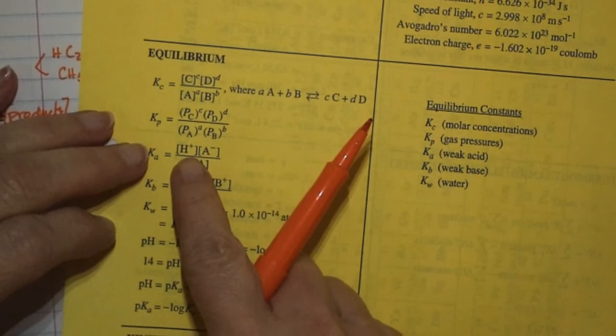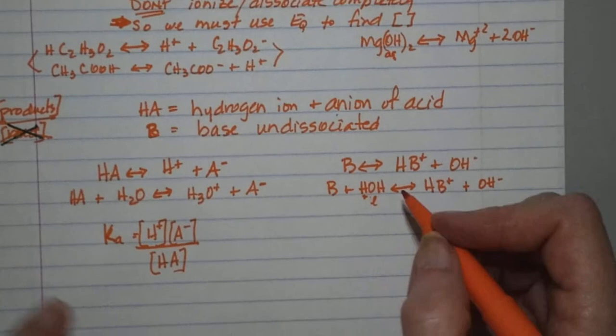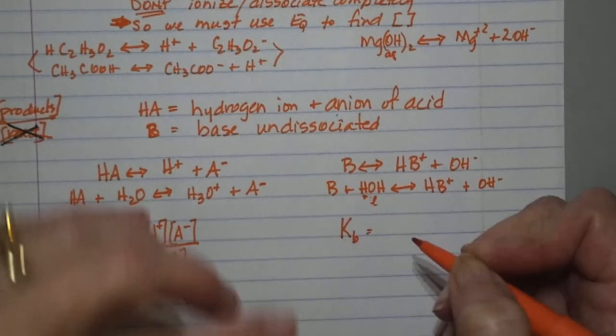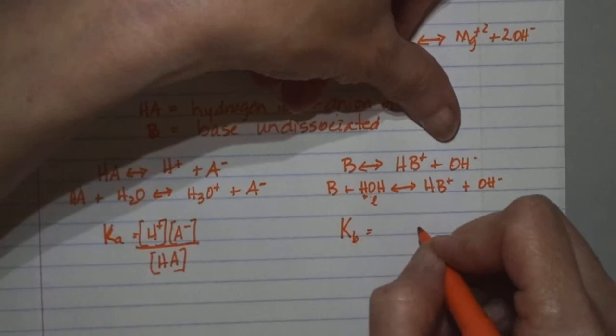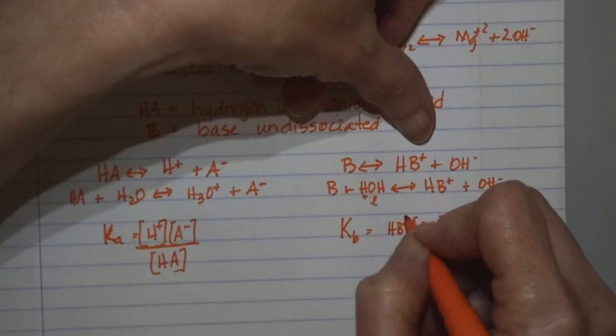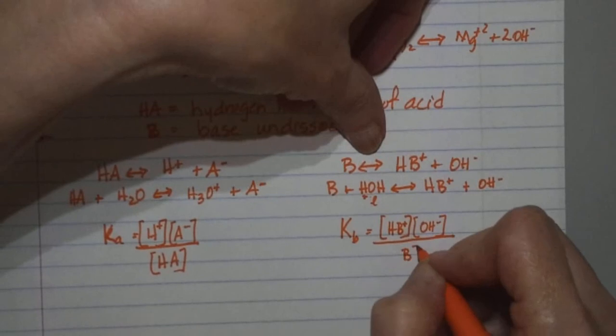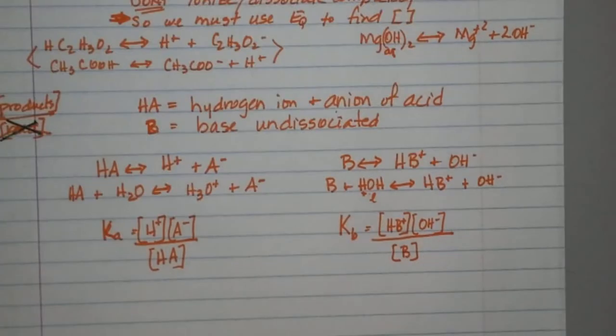Over here for Kb, same thing, products over reactants. So we have the hydroxide ion concentration, and we have the base that's just accepted its hydrogen ion, its proton, and then it's over the base concentration. So everything is included there, because the base originally started out dissolved in water. Again, typically, acids and bases aren't technically considered acids or bases unless they're dissolved in water.